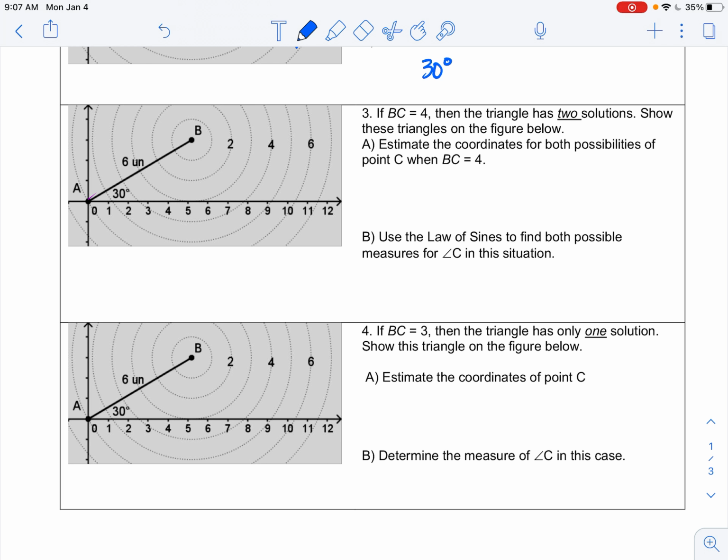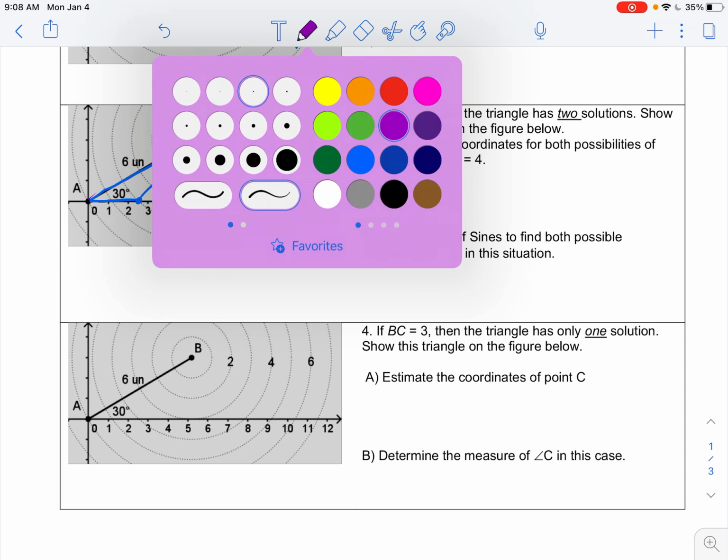Problem number 3, if BC is 4, then the triangle has 2 solutions. All right, so where do we want to put C so that BC is 4? I'm going to put it right here. Now, is that what you estimated? Most students don't pick this the first time, and that's okay. This is one possible triangle. This side length is 4 units. It's landing on the x-axis.